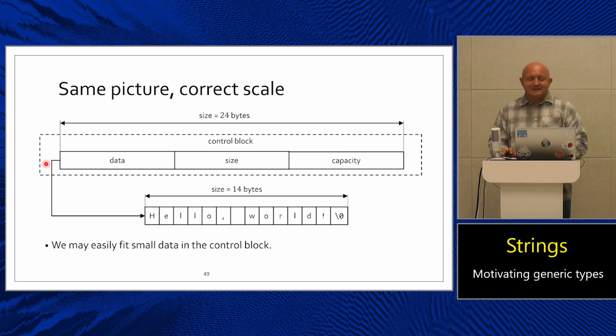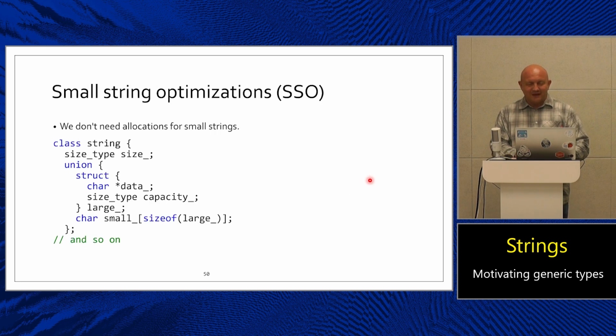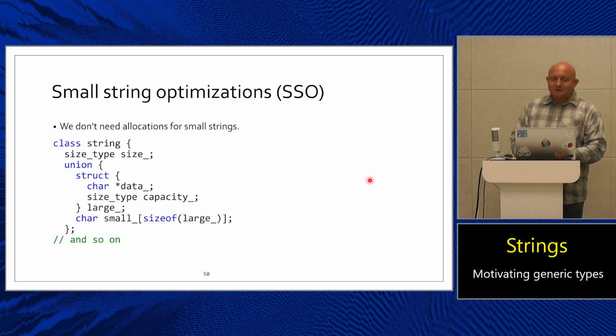Here is your control block. This is data. This is size. This is capacity. And this is the string. And of course, when you're looking at this picture, you understand: if the string is small, what can we do with it? Put it in the control block. This is called small string optimization, SSO. The slide shows the worst possible way to implement SSO. We combine some fields of the string with the data for the small string as a union, which is a bad idea for C++.